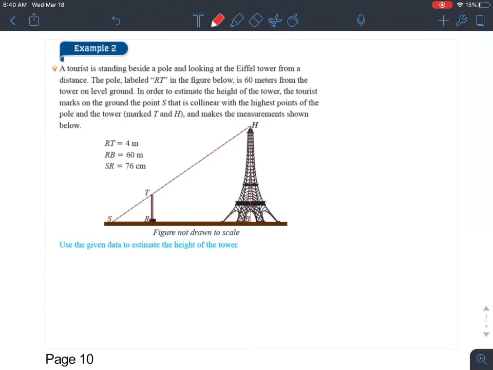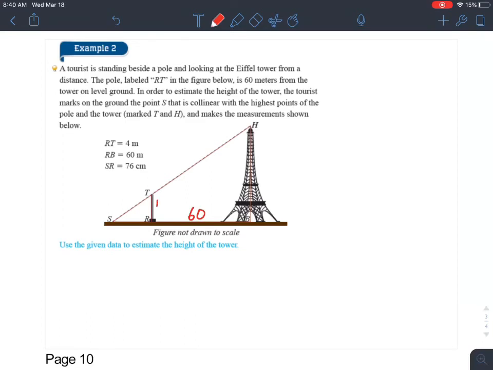All right, the last thing, well, this is not the last thing, but the last couple things I wanted to do was just show you some things where having similar triangles are very useful for us. So here we have a tourist that is standing next to a pole. So the tourist is at S, and they are looking at the Eiffel Tower. So this pole, RT, is going to be 60 meters from the tower. So let's go ahead and fill in the 60 there.